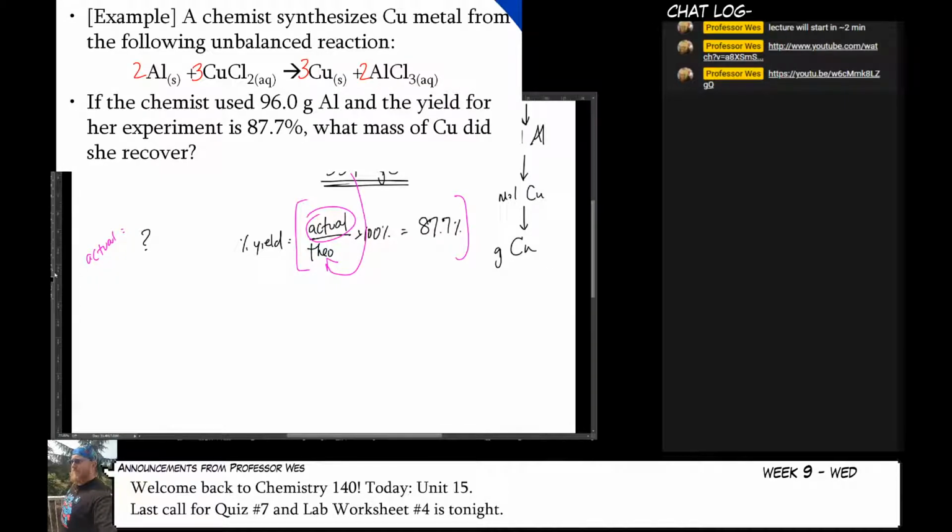So I'm going to rearrange the expression. So her actual yield is equal to 87.7% divided by 100%. So I'm going to move this over. And I'm going to move the theoretical yield over too, which would be, these units cancel out. I get 0.877 times 339 grams of copper. So her actual yield is 0.877 times our answer, or 297 grams.